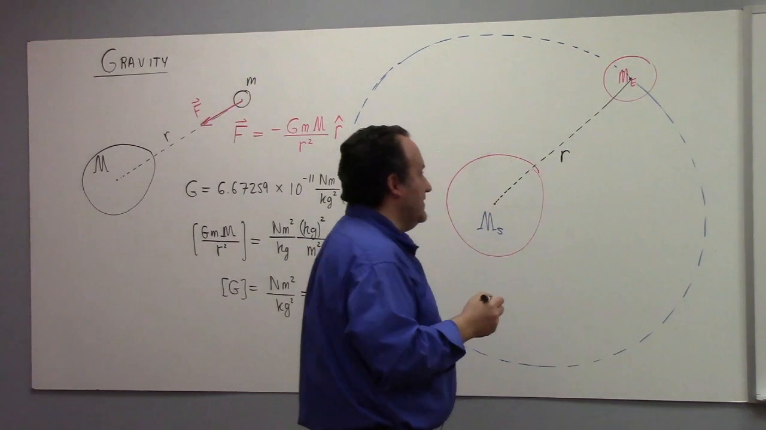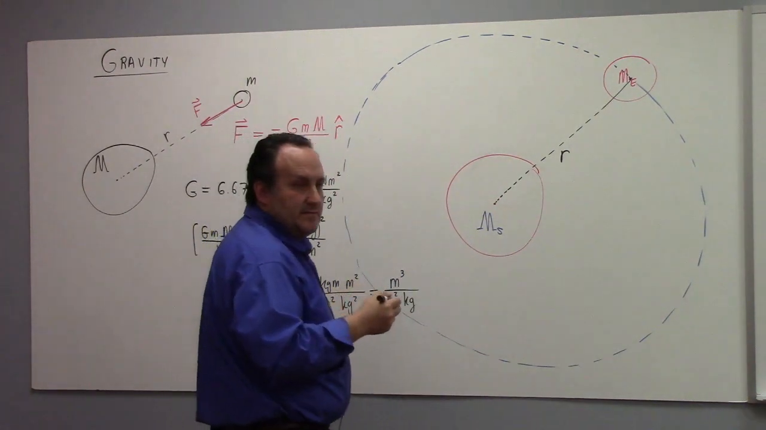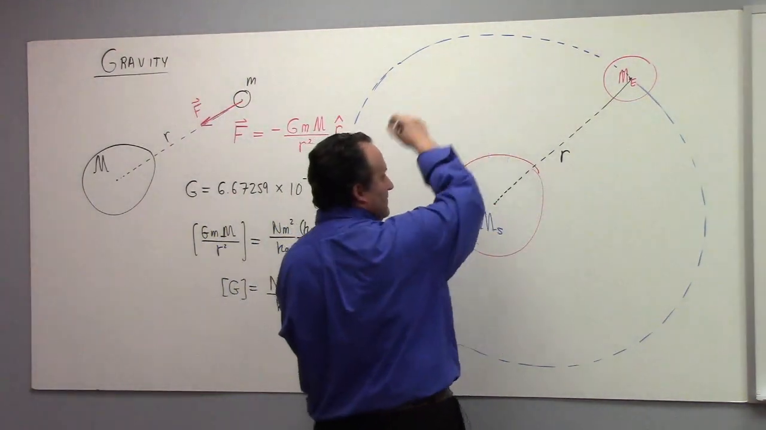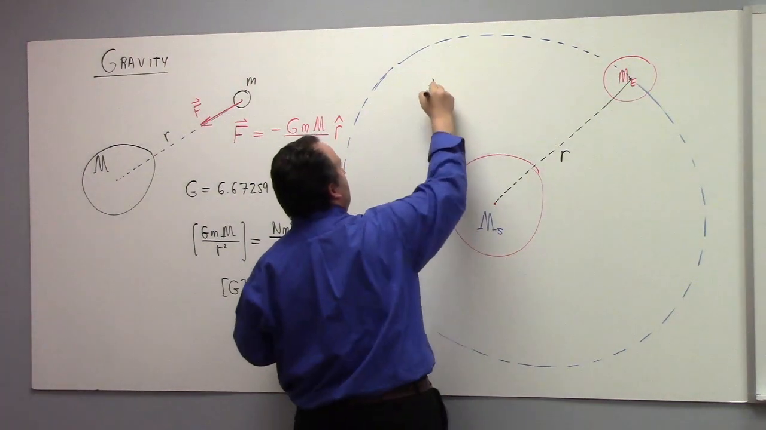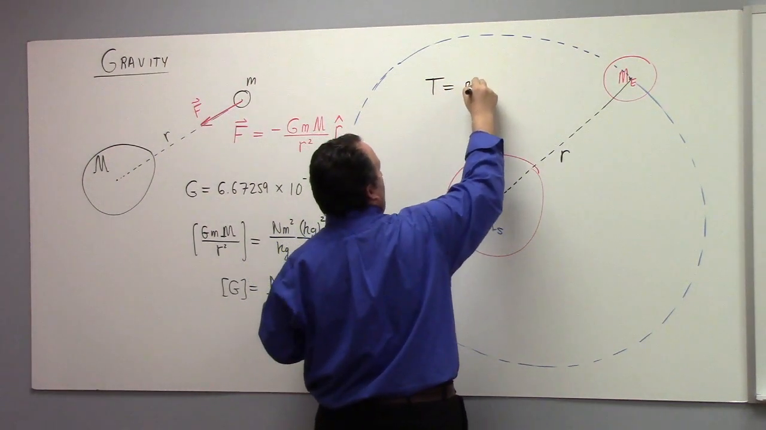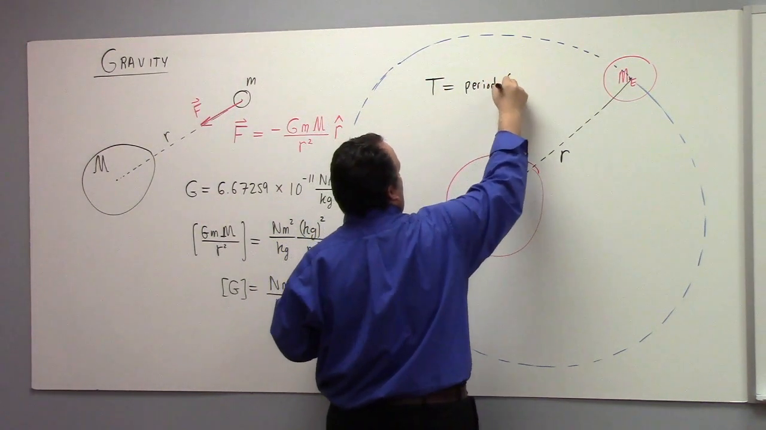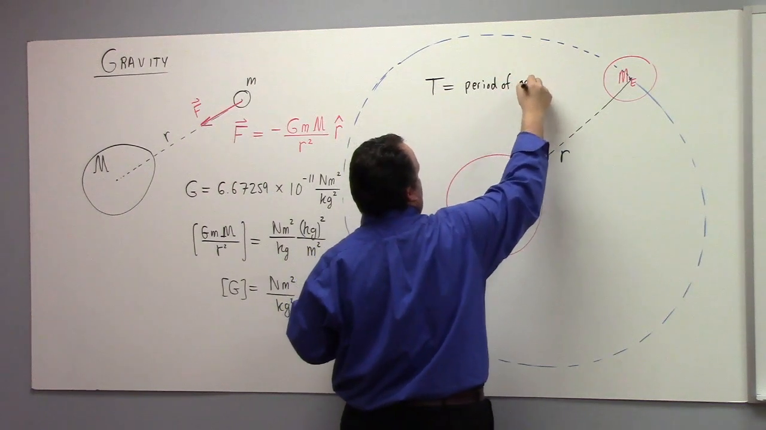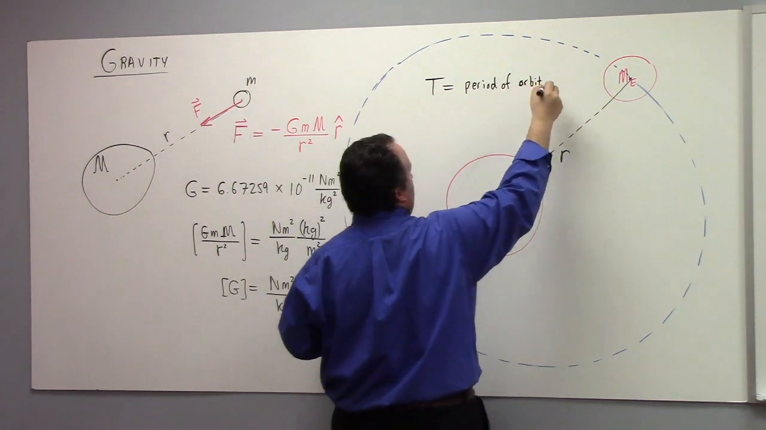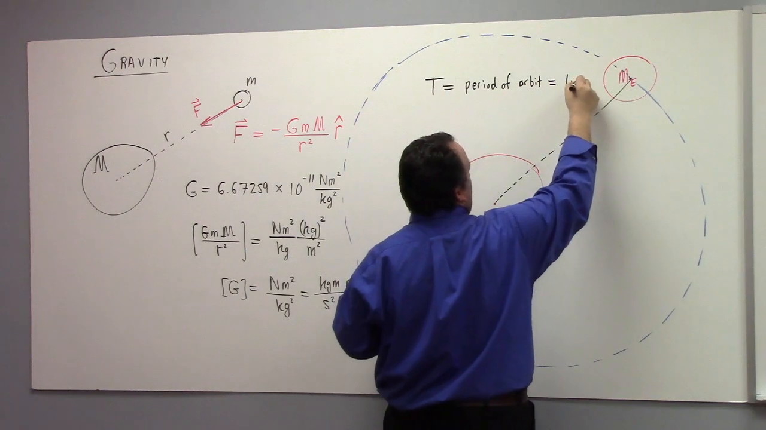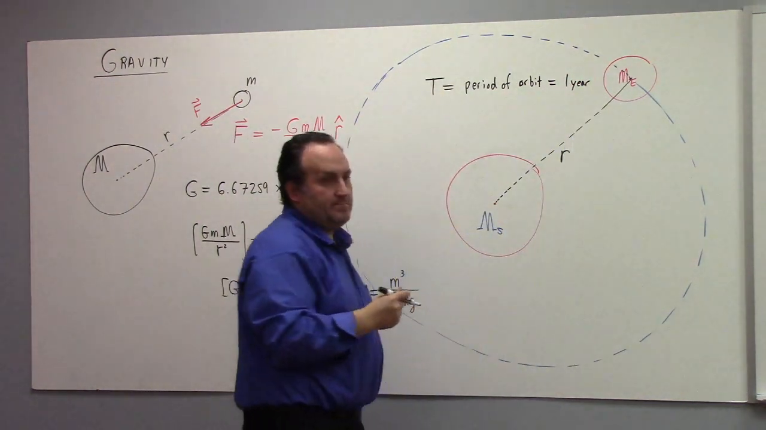Now, how does the velocity relate to the radius, guys? How far do you go? Let's let big T equal the period of orbit. We know that for the Earth, that's 1 year.